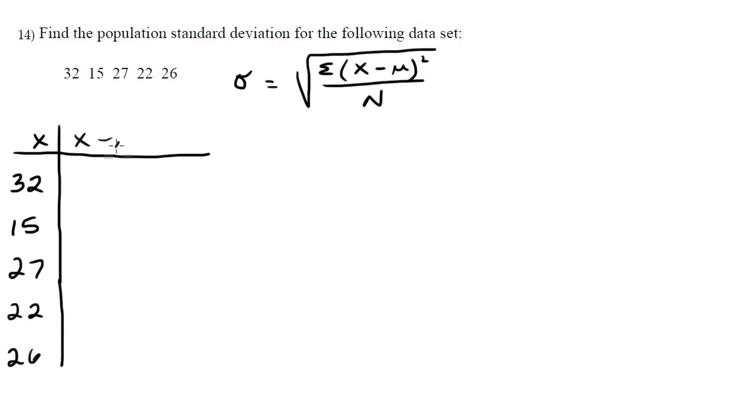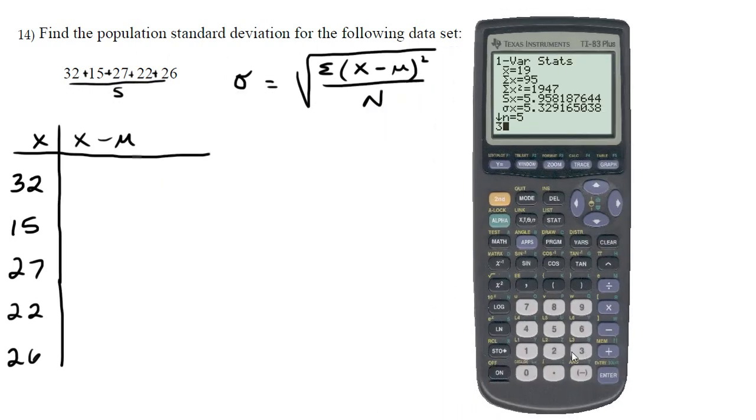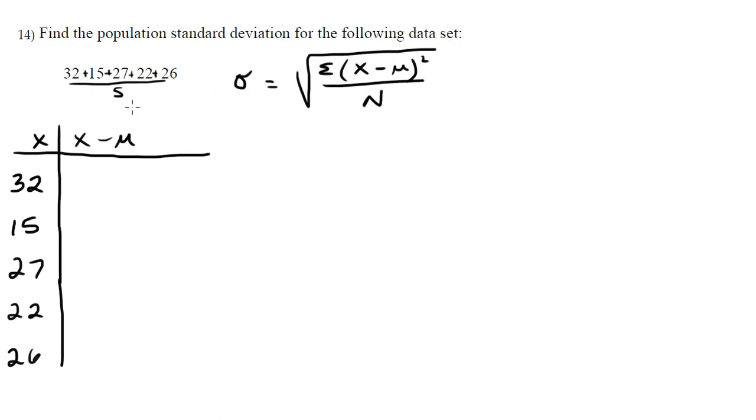And we want the deviations from the mean. So first let's find the mean. Let's add all these. Add them all up and divide by 5. I'll do it in the calculator again. 32 plus 15 plus 27 plus 22 plus 26. It's 122 divided by 5. 24.4 is my mean. So my mean, right here, 24.4.